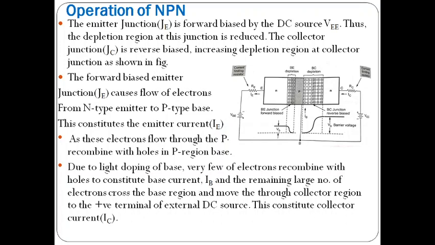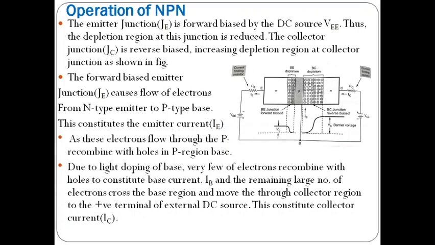So the charge carriers crossing at the emitter junction, the current produced by those charge carriers, is called emitter current. The charge carriers moving in the base region, that current is called base current. The charge carriers crossing at the collector junction and reaching the positive of the battery, that is called collector current. It is the IC current.